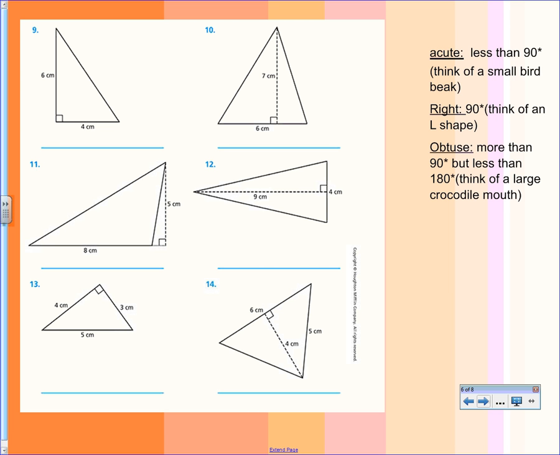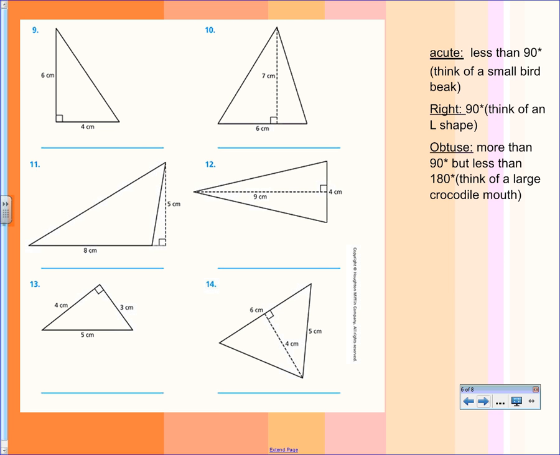If you turn to page 70, you'll also notice that, and if you need to, you can add this to your information, just to remind you of some different triangles. Remember, acute triangles are less than 90 degrees, and I put on there, think of like a really small bird beak, a real small angle. A right triangle, think of that L shape we usually make with our fingers. It's right, it's perfect. It's 90 degrees. It usually has that box by it to help you figure that out.